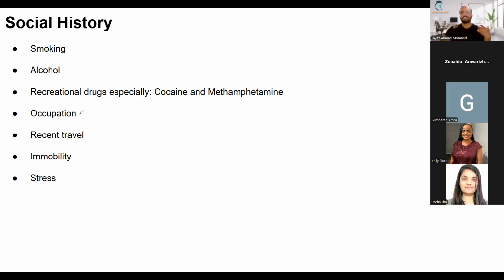Ask about occupation. Sometimes chest pains may be caused by occupations, like musculoskeletal pains in people who do a lot of work with their upper body. Recent travel is important to cover in social history because it could lead to DVT or PE. Immobility: we already covered surgery, but ask if the patient has been recently on bed rest for a few days, or longer than 24 hours or 12 hours.